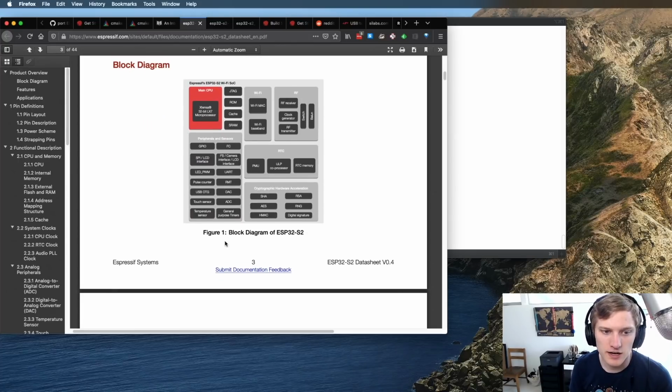Here's the block diagram. Block diagrams can be pretty interesting from time to time. This one is not as interesting as some of the others I've seen. One of the reasons for that is, oh, you know what?